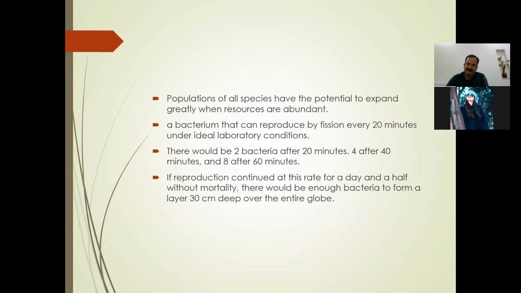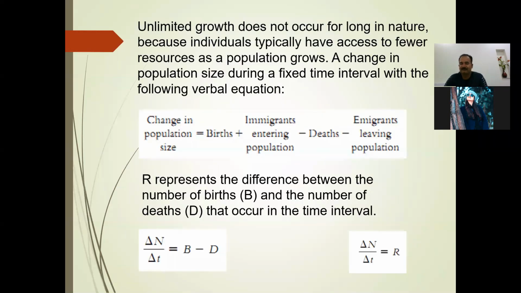But in nature, such conditions do not happen because we have limited resources. That's why the population of most species grows up to a certain level and then stabilizes at the carrying capacity of that habitat or ecosystem. At the beginning, most populations show unlimited growth. But as you know, environmental resources and food resources on our planet are very limited. That's why the population stabilizes at a certain level, and that level is known as carrying capacity.